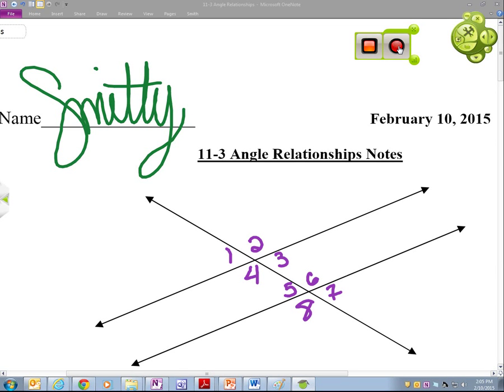Oh, nice. So angle relationships. You should have already labeled these angles here the same way that I have it.